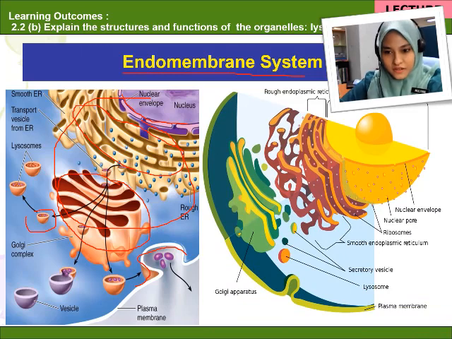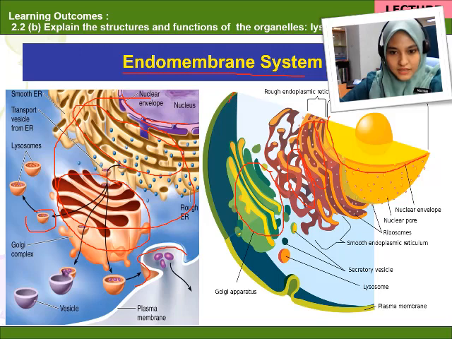Here is another diagram that shows the endomembrane system. As you can see here, this is the nucleus. It is connected with the rough ER, the smooth ER, and also the Golgi body. And lastly is the plasma membrane, not forgetting also the vacuoles, vesicles, and also lysosome.